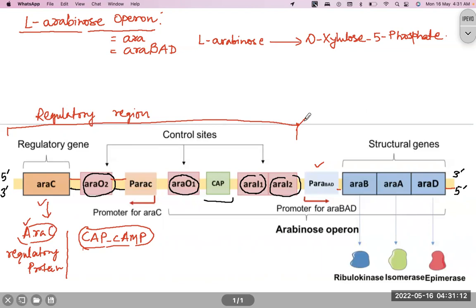Compounds which can give energy are available, so to utilize that, this operon is there.